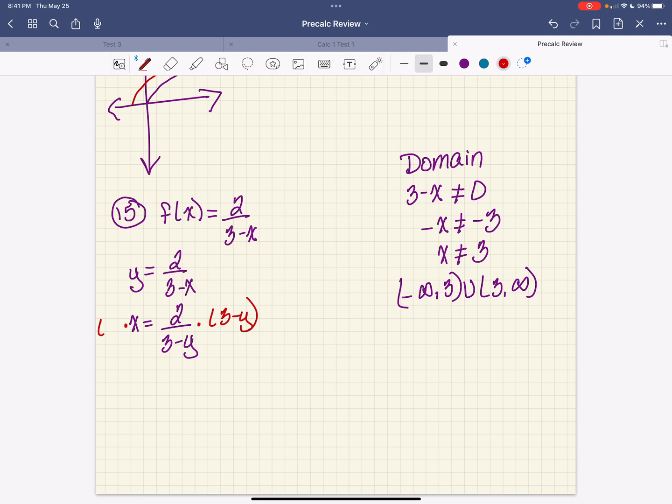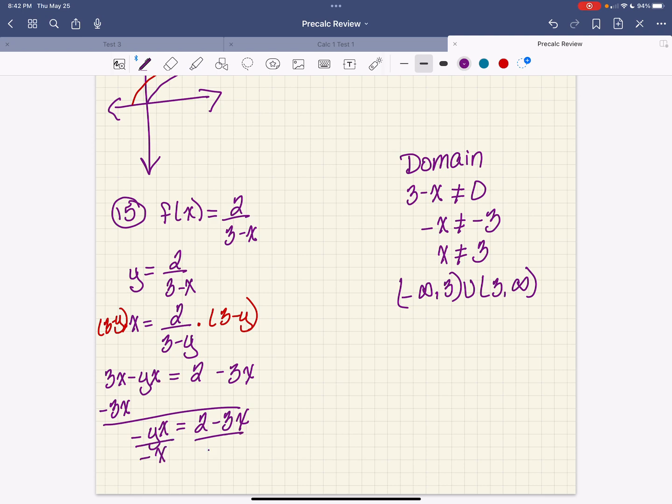Okay, so I've got 3 minus y right here. And now I'm going to distribute that x. So I'm going to have 3x minus yx. You could write xy. It doesn't really matter. Equals 2. I'm going to subtract 3x from both sides. And then I'm left with negative yx or xy equals 2 minus 3x. And then I'm going to divide both sides by negative x.